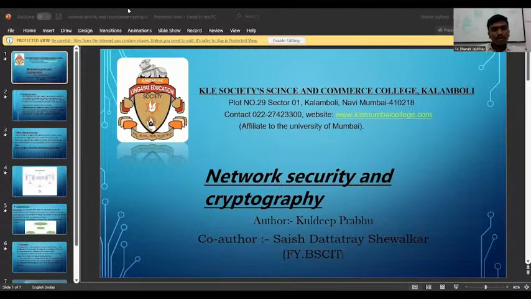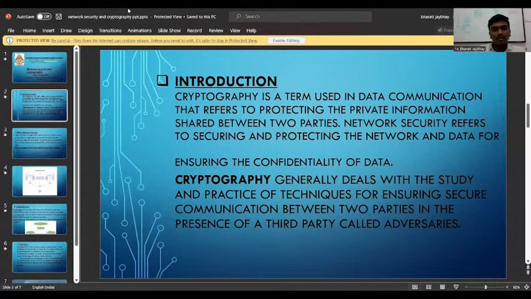Today I am presenting my topic, network security and cryptography. Introduction. Cryptography is a term used in data communication that refers to protecting the private information shared between two parties. Network security refers to securing and protecting the network and data from attacks, maintaining the confidentiality of data. Cryptography generally deals with the study and practice of techniques for ensuring secure communication between two parties in the presence of third parties.